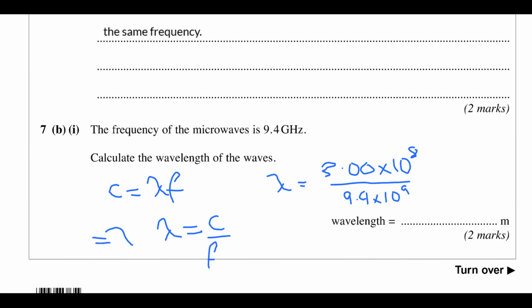So that's going to be 3.2 times 10 to the minus 2 meters, or 3.2 centimeters, which seems quite long compared to all the wavelengths you're usually getting with these questions. But these are microwaves, so they're up towards the radio end of the spectrum, so they do start to get into this sort of scale.